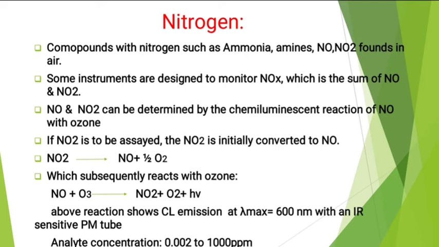NO directly reacts with ozone, but when NO2 is taken, initially we have to convert NO2 into NO, and then this NO can react with ozone, and there is a formation of NO2 plus O2 and emission of chemiluminescent light, H nu. Nitrogen monoxide and nitrogen dioxide can be determined by the chemiluminescent reaction of NO with ozone. If NO2 is to be analyzed, the NO2 is initially converted to NO.